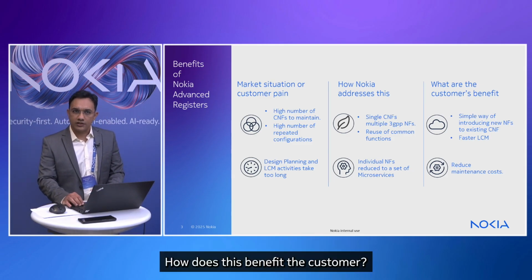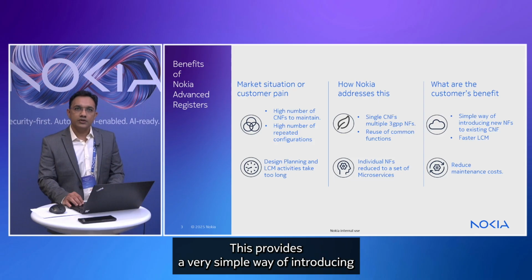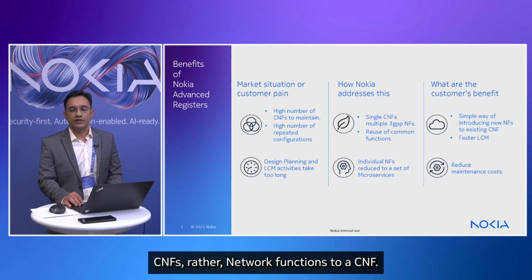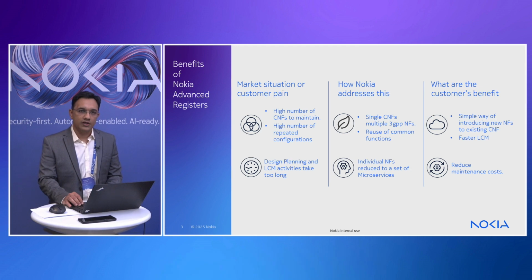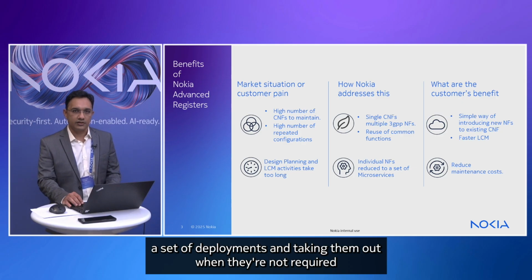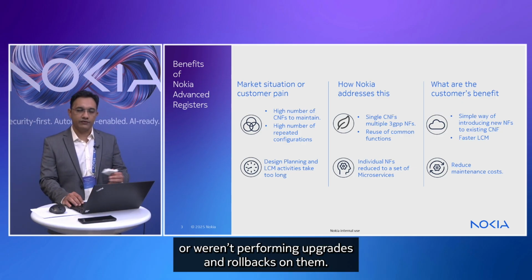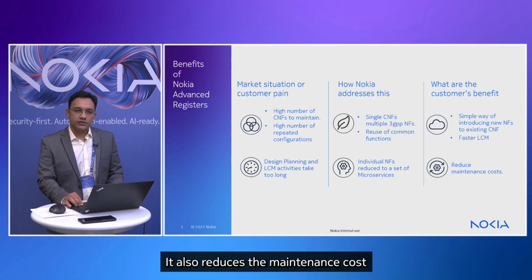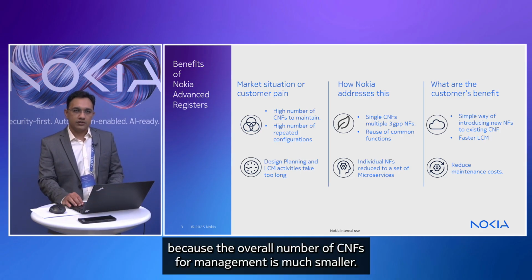How does this benefit the customer? This provides a very simple way of introducing CNFs, or rather network functions, to a CNF. The LCM activity is really fast because it is as simple as bringing up a set of deployments and taking them out when they're not required, or even performing upgrades and rollbacks on them. It also reduces the maintenance cost because the overall number of CNFs for management is much smaller.